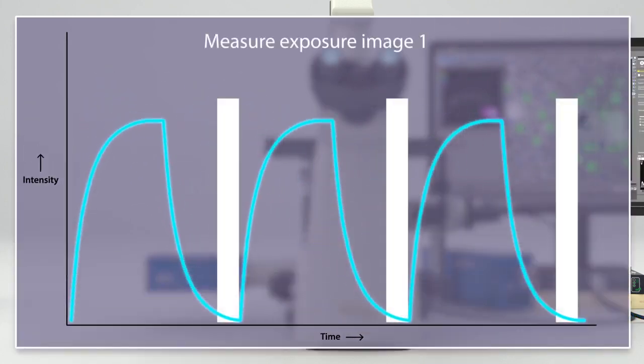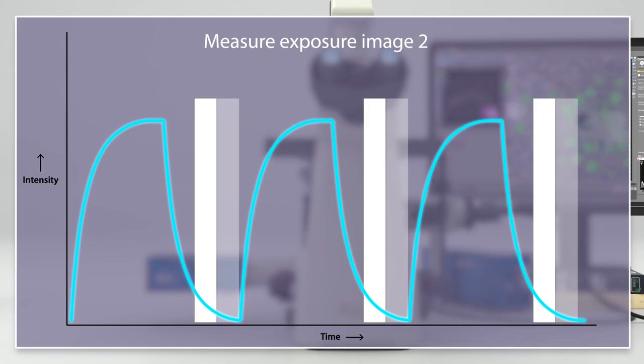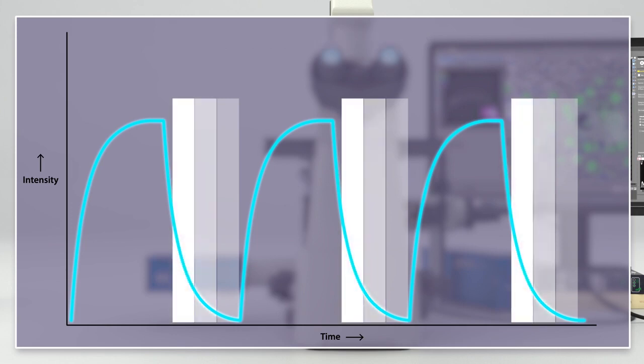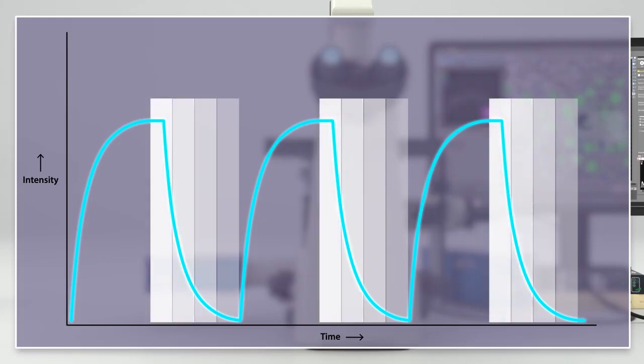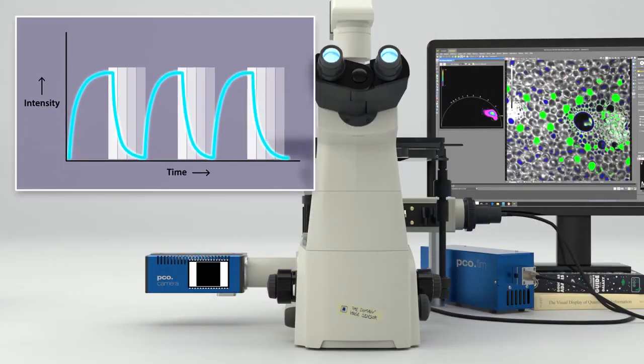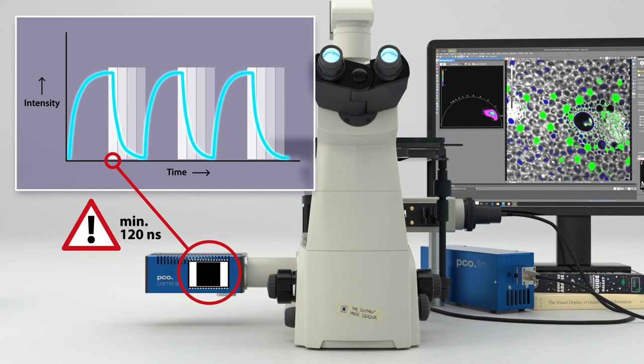Repeatedly integrating over the same narrow section of the decay curves leads to the first image. Then, the integration interval is slightly shifted to integrate over another section of the decay curves, giving the second image. This section-wise integration is repeated until the whole decay curve is sampled. The limitation of this approach are the shortest possible exposure times of image sensors. The shortest known exposure time at the release date of this video is about 120 nanoseconds.